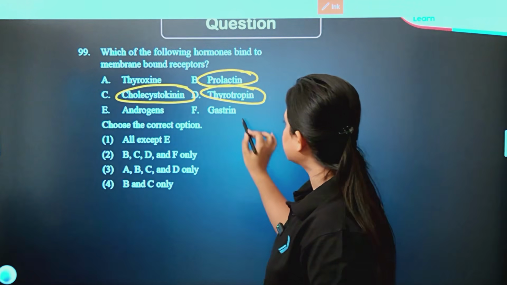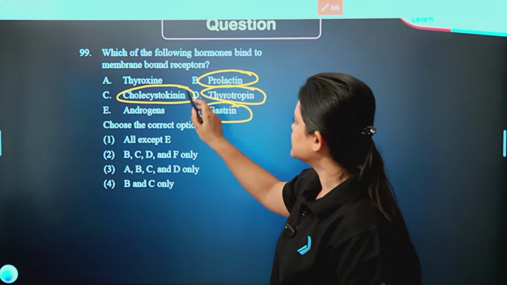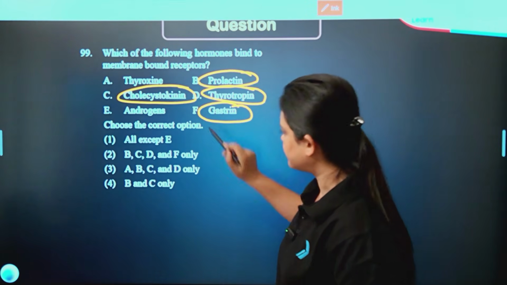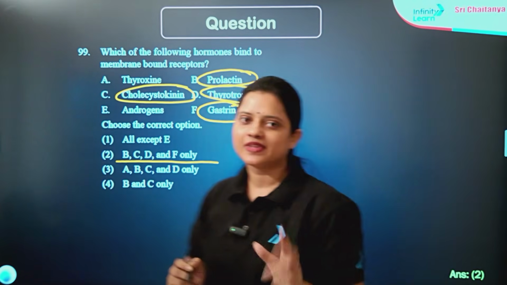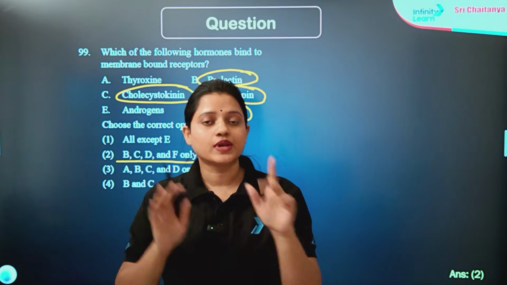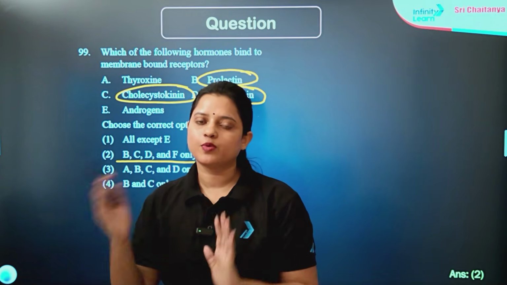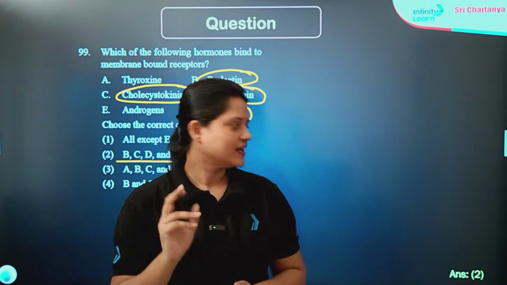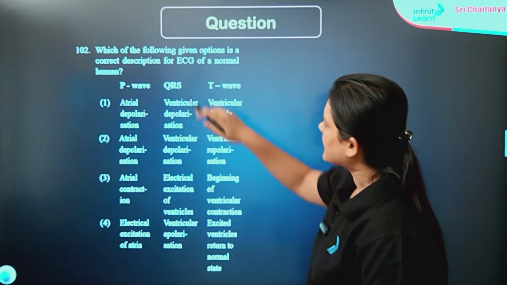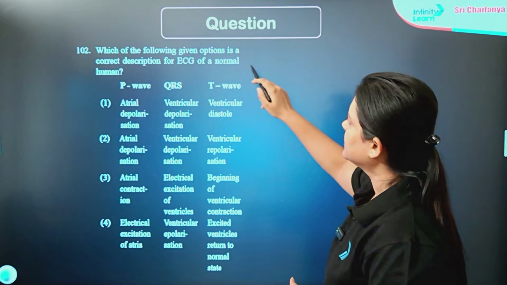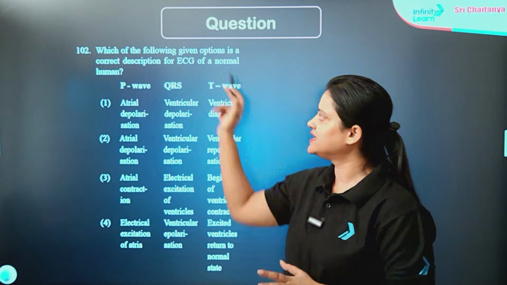Androgen is a steroid and gastrin is also a protein hormone. So the answer should be B, C, D, F only. So the answer should be 2. Interesting question, if you remember which hormones are protein and amino acid derivatives, right? So the answer is 2.